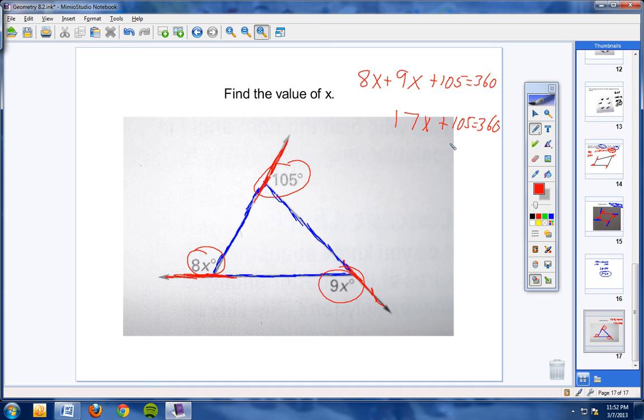8 plus 9. Now let's subtract 105 from both sides. Subtract 105. That would give you 255. All right. Now I'm not sure what we get when we take 255 divided by 17. Let me see if I can quickly figure that out for you. It should be 15. So 17 times 15 gives you 255. So divide both sides by 17 and x equals 15. There we go. So you found the value of x.